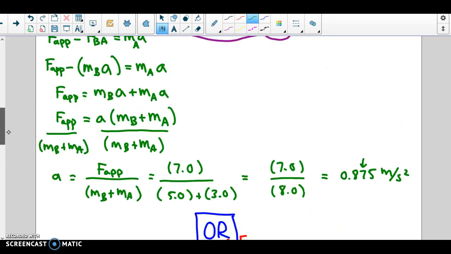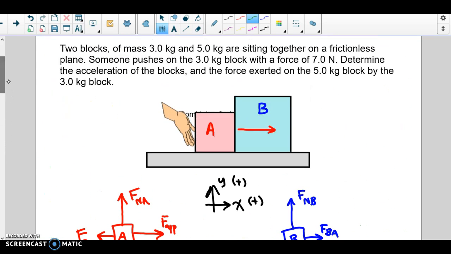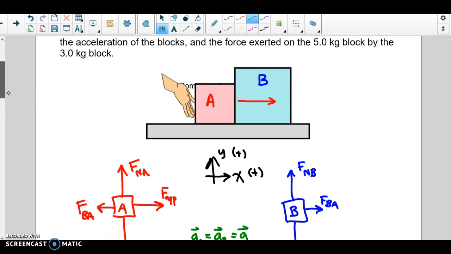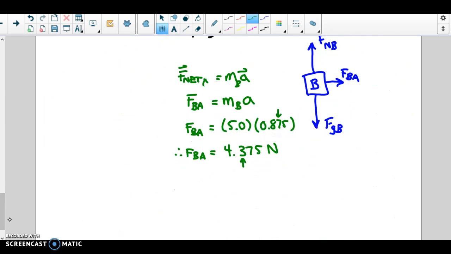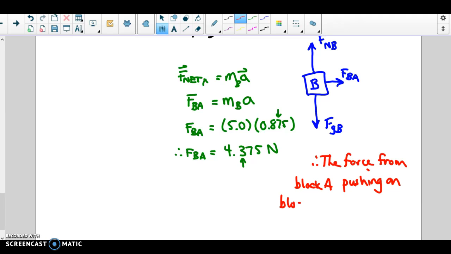The way my question was worded was, go all the way back up, determine the force exerted on the 5 kilogram block by the 3 kilogram block. That force is going to be to the right because block A is pushing on block B towards the right. So I'm going to include that direction information in my final answer. Therefore, the force from block A pushing on block B is 4.4 newtons right.